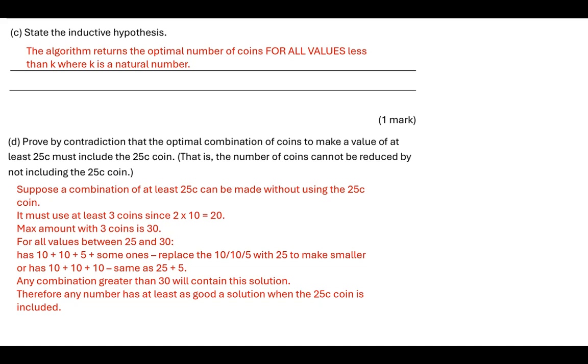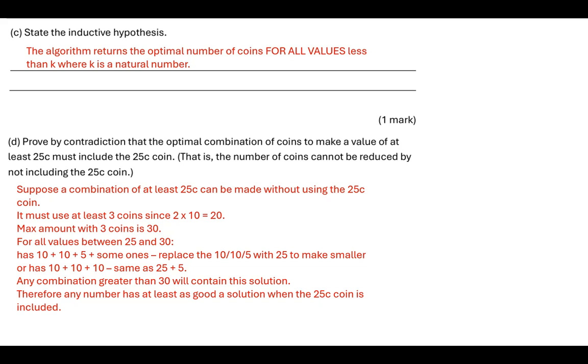So that means any combination, and we also know that any combination greater than 30 is going to contain that subset. It's this idea of saying, well, this is the number of coins we've got. We must have at least 3, and considering all the possibilities for those 3 coins, the 25-cent coin always makes things better. That's really, really subtle, but that's the way it goes sometimes. So it means that if we use the 25-cent coin for any combination of at least 25 cents, we are going to get a solution at least as good as the best solution.